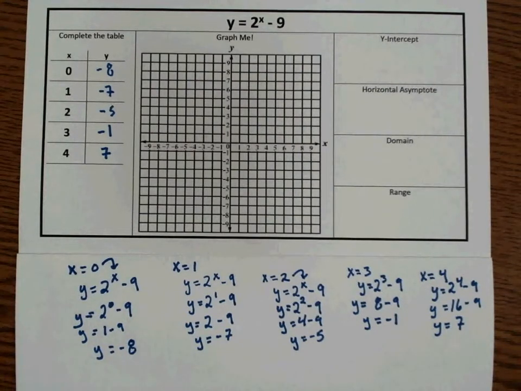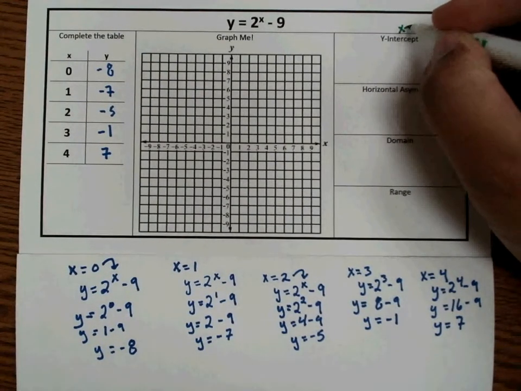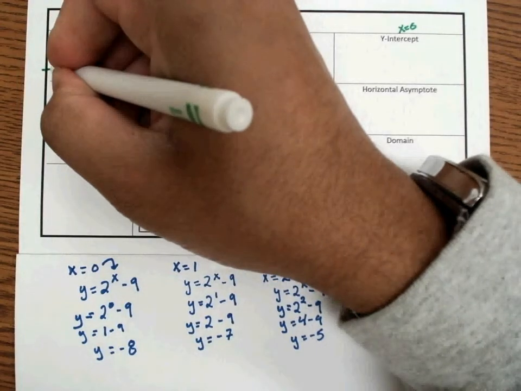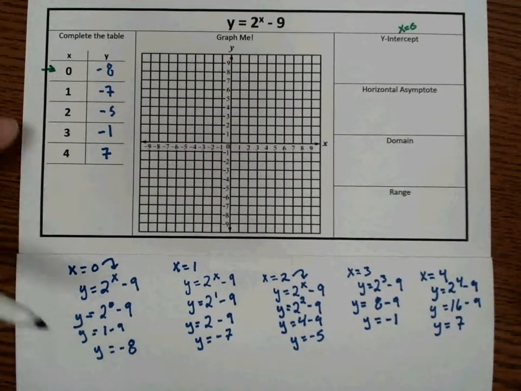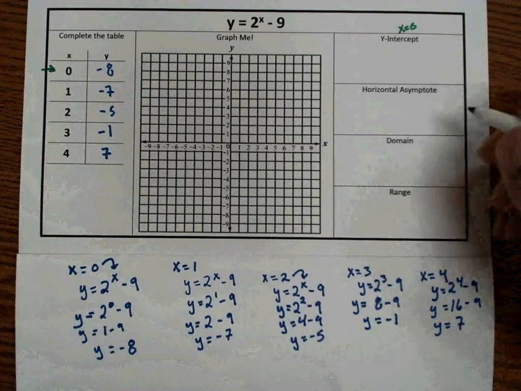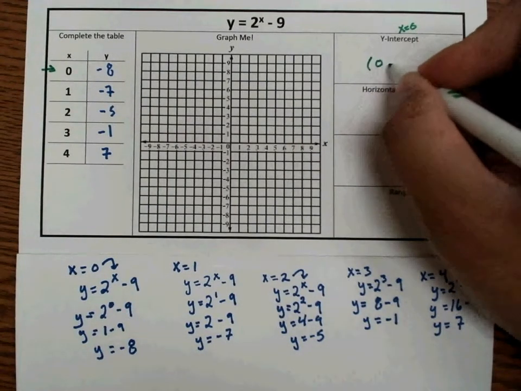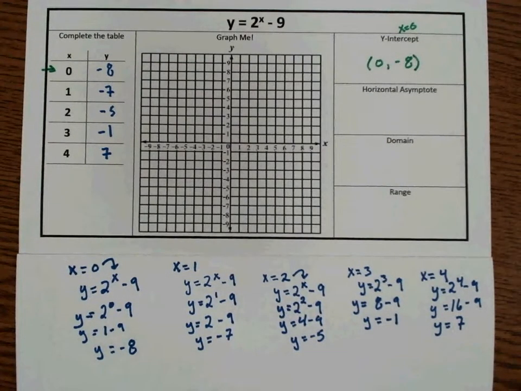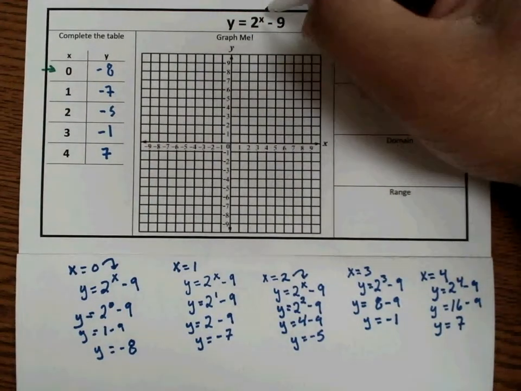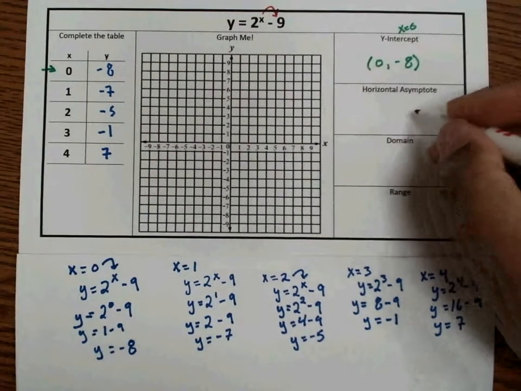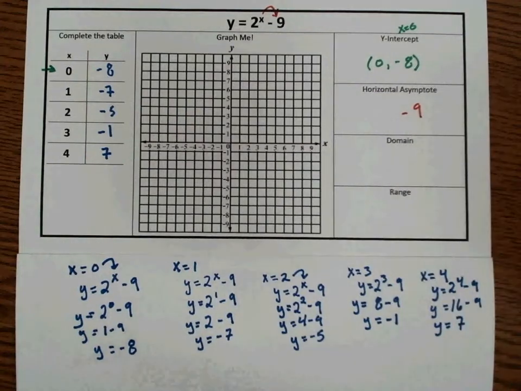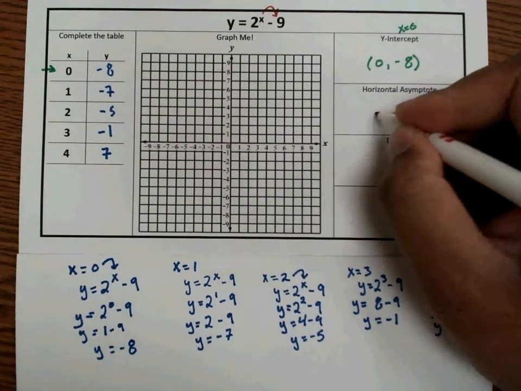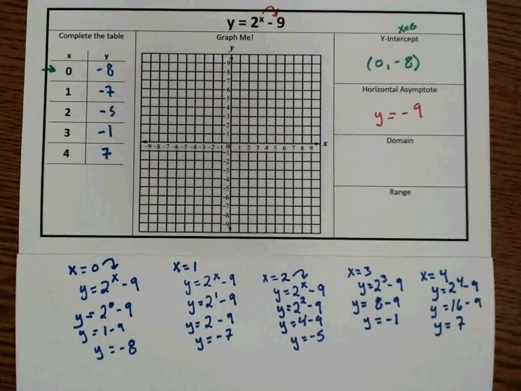So I'm going to start off with the y-intercept. The biggest thing to remember about the y-intercept is where x is 0. So right here, x is 0. Right there where I drew the little arrow. So that means our y-intercept is 0, -8. Our horizontal asymptote is the number after x. So in this problem, it's -9. But since it is a line, we have to always put y equals. So it's going to be y is equal to -9.